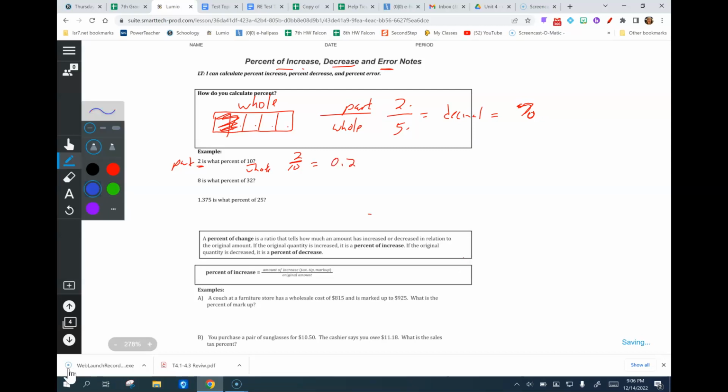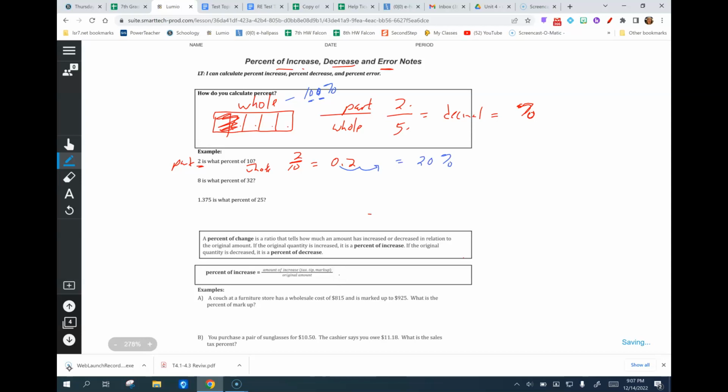Now we know that if I have a decimal and I want a percent, remember a whole is always out of 100%. How many zeros do I have? 2. So how many decimal places do I move? 2. So if I start with a decimal, remember a decimal always looks smaller. So I'm going to make it into a percent by moving it 2 places, which gives me 20%.